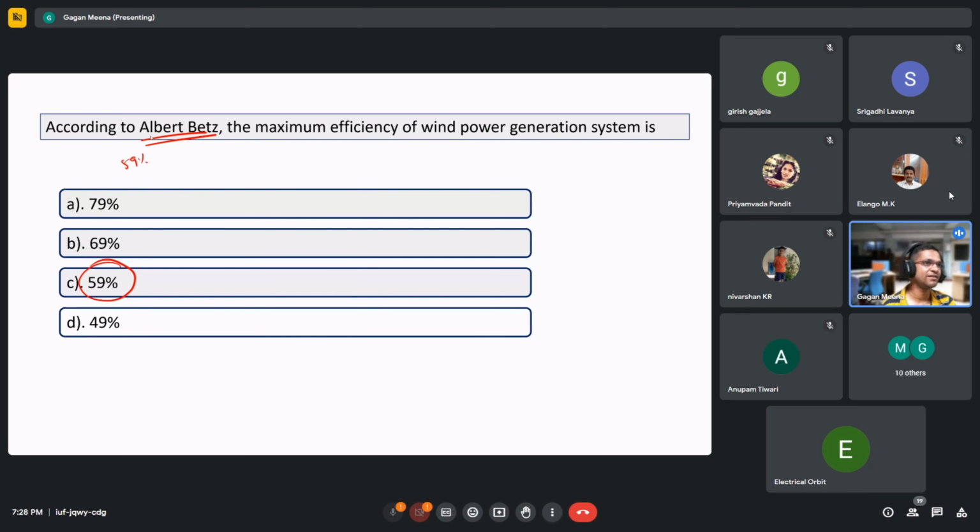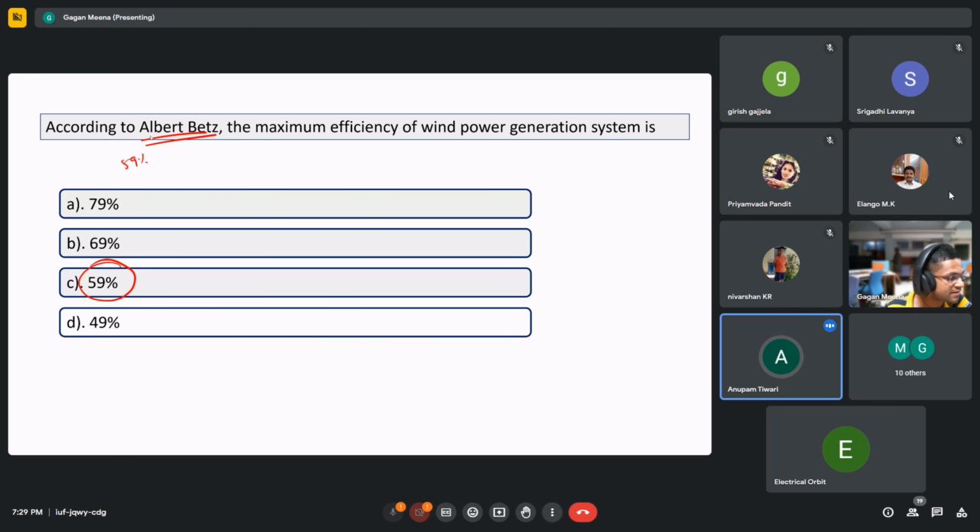The wind turbines that we have at present, I don't remember exactly, but they are below 50%. I think up to 45%, maybe some of them. They are able to extract between 40 to 45%. But still there is a lot of scope. It's difficult to achieve the entire 59%. It's the theoretical limit, and till now we have not reached it.